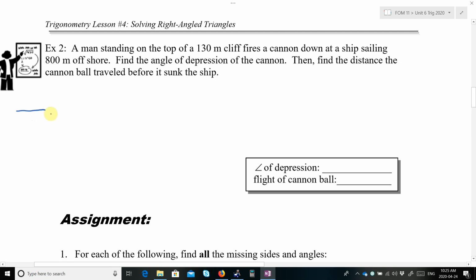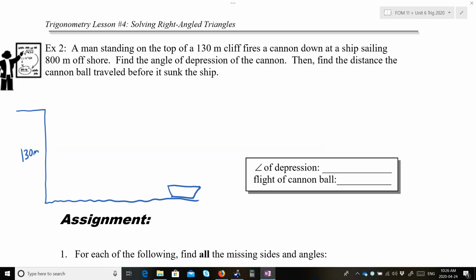Okay, so let's do this. Here's the cliff. Water. Ship. So the man is standing on top of a 130-meter cliff, so this is 130 meters. Fires a cannon down at a ship sailing 800 meters offshore.